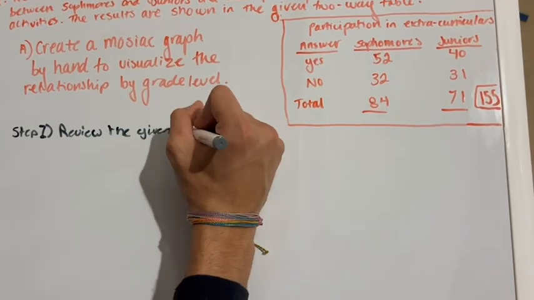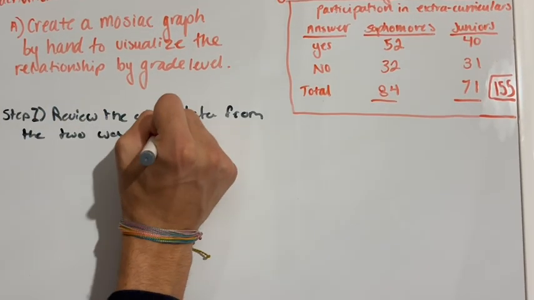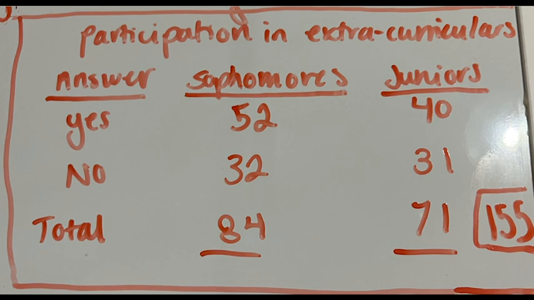Next, let's review the given data from the two-way table. Here are the results of our survey. We surveyed 84 sophomores and 71 juniors for a total of 155 students. 52 sophomores said yes and 32 said no. 40 juniors said yes and 31 juniors said no.